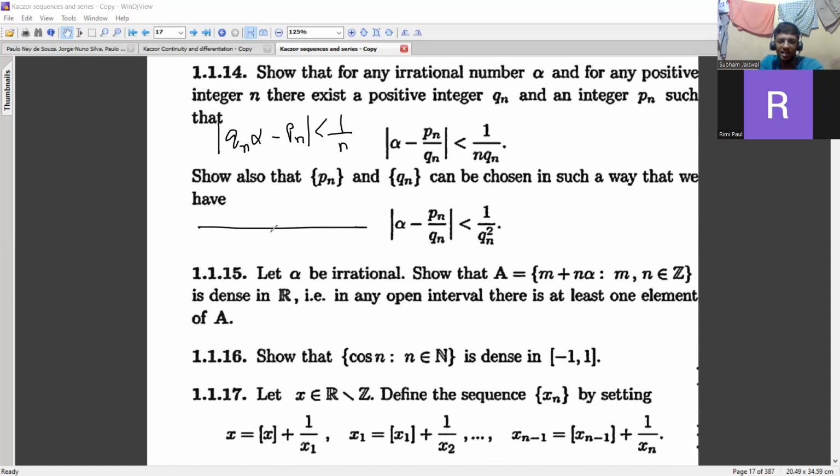Because what is it saying? It is saying that you pick the point 0, you take the neighborhood 1 by n, right? And then alpha is your irrational number. Then you can take m equal to this, and let's not say n or whatever, some p, some other number n equal to this, and this will happen. That's what we are trying to also prove.